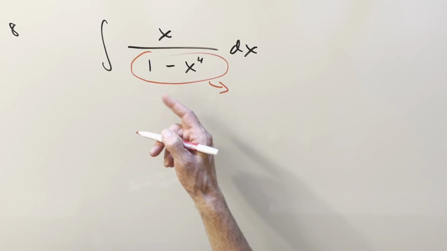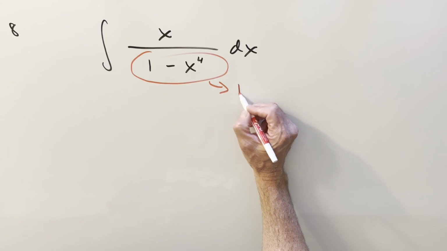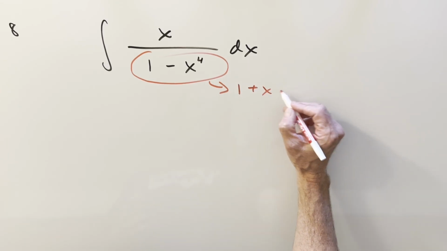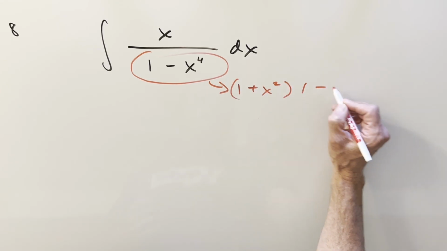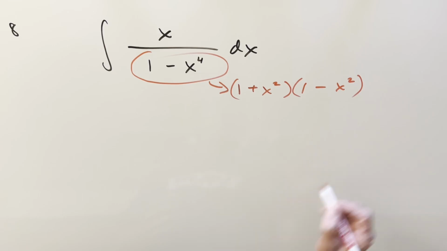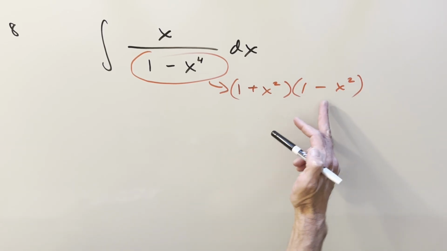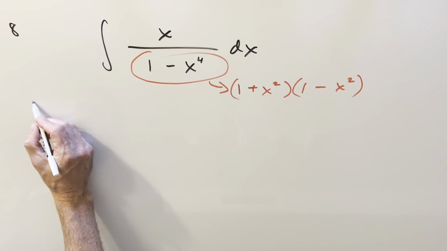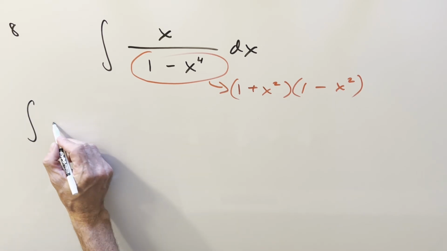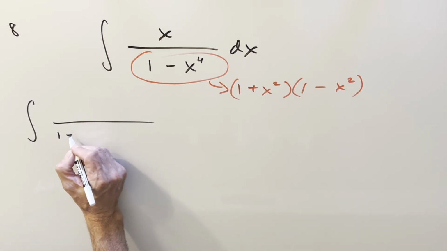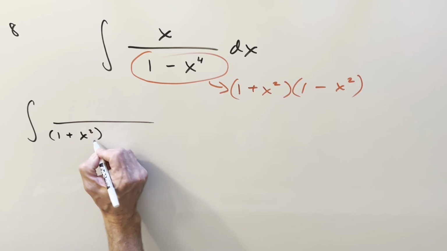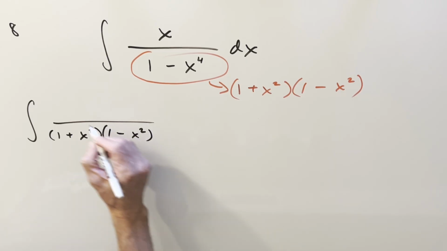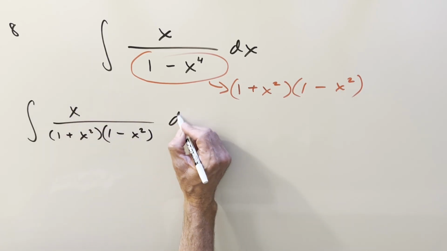We could do, this is a difference of two squares, so maybe we could do 1 plus x squared times 1 minus x squared. We could keep going and factor it again because that's another difference of two squares, partial fractions. But my thing is usually avoiding it, so let's just rewrite it like this. So we have 1 plus x squared times 1 minus x squared and just an x up here.